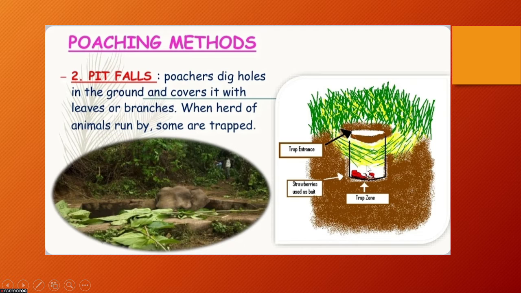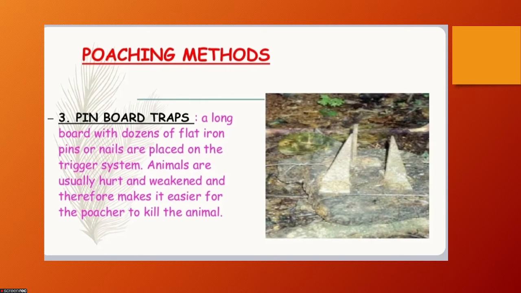There is a bait which is put inside, like strawberry or any other bait for animals, and this is basically the trap zone. The animals get trapped inside these huge holes and they are unable to come out of the holes. Next is pin board traps.